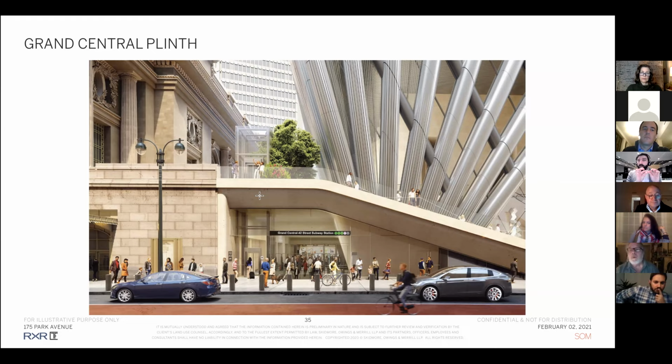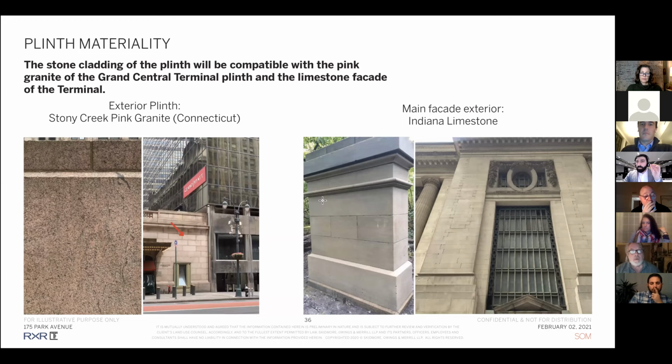And so we've studied very carefully how to make sure that there's some visual continuity, some acknowledgement of the primary features of the plinth, but no muddling of what's old and new. We're still looking to identify exactly what is the stone that we're going to use in our plinth, but we know that it's going to be somewhere within that range of the slightly pink Stony Creek granite, which is used in the plinth, and the maybe more neutral Indiana limestone that's used above in the body of the terminal itself. And so we're looking for a stone that's going to be within that range and sympathetic with these.